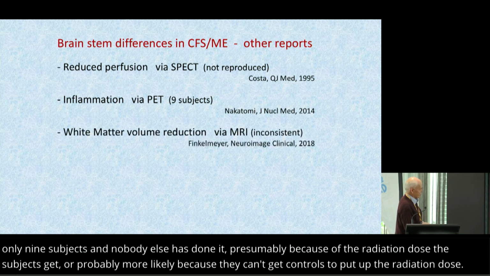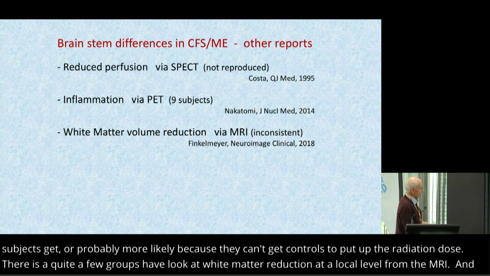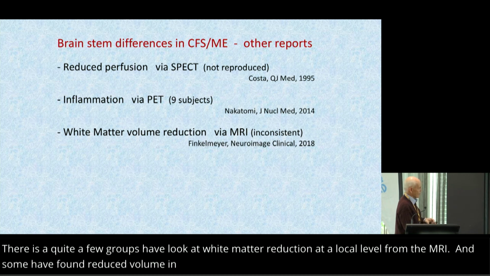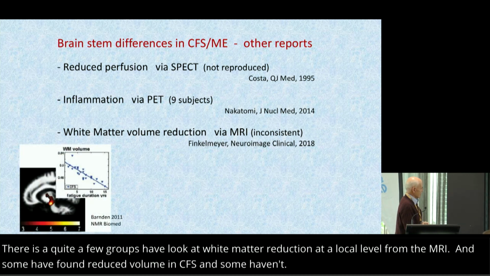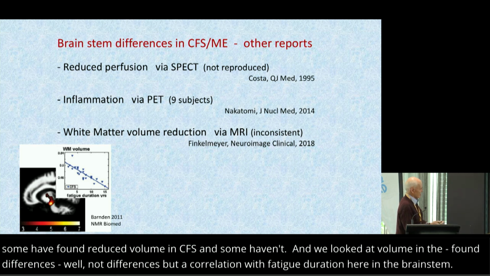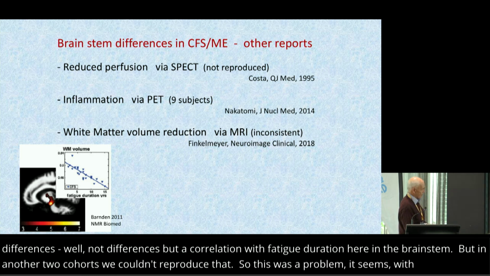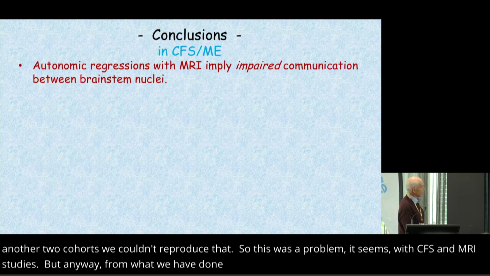Quite a few groups have looked at white matter volume reduction at a local level from the MRI, and some have found reduced volume in CFS and some haven't. We looked at the volume and found, well, not differences, but a correlation with fatigue duration here in the brainstem. But in another 2 cohorts, we couldn't reproduce that. So this was a problem with CFS and MRI studies. But anyway, from what we have done, here are the conclusions.